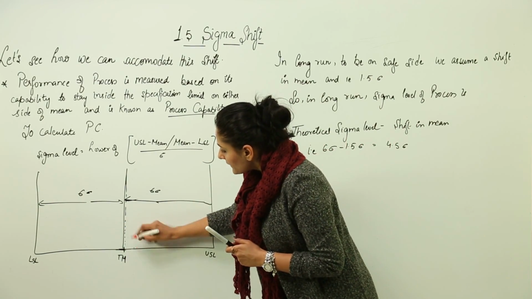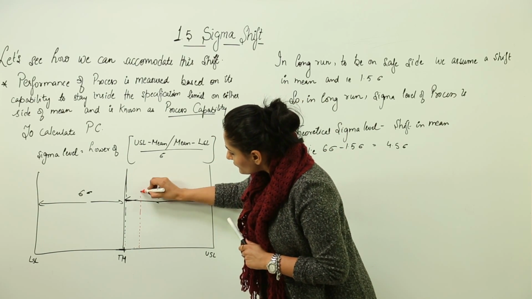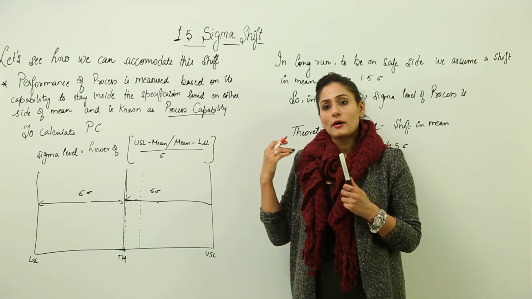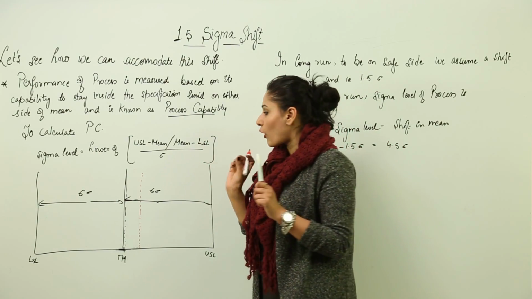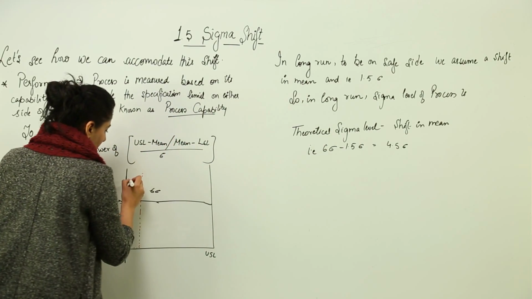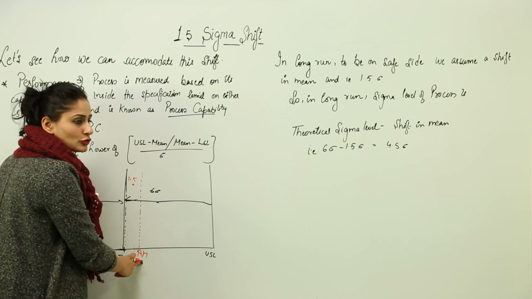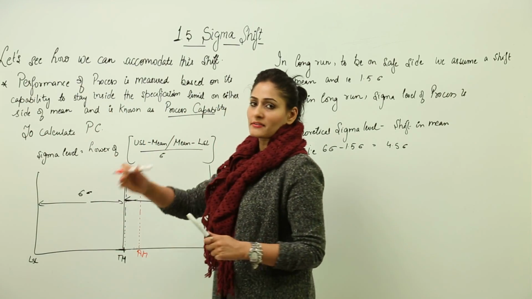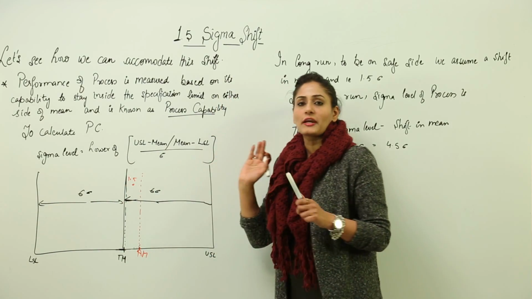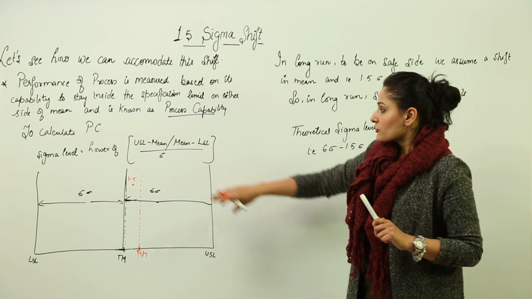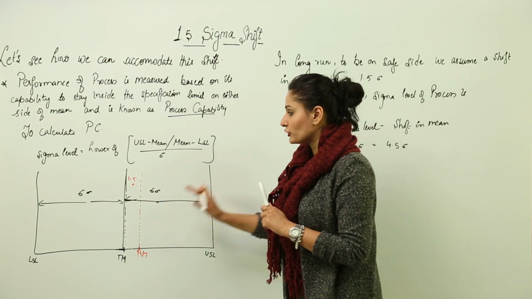So I assume that my mean has shifted. This shift is here. And according to the studies carried out by Motorola, the maximum shift is 1.5 sigma. Now this is my actual mean. This is the theoretical mean, but since the mean has shifted, my actual mean is now here, and this shift is 1.5 sigma. If we use this formula, here I don't need any figures because I have this picture in front of me.